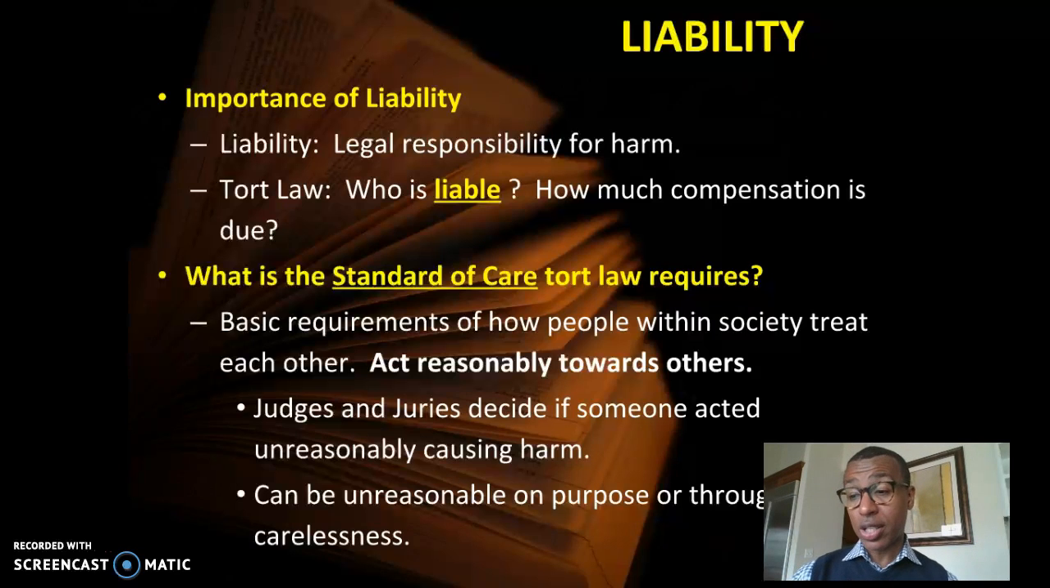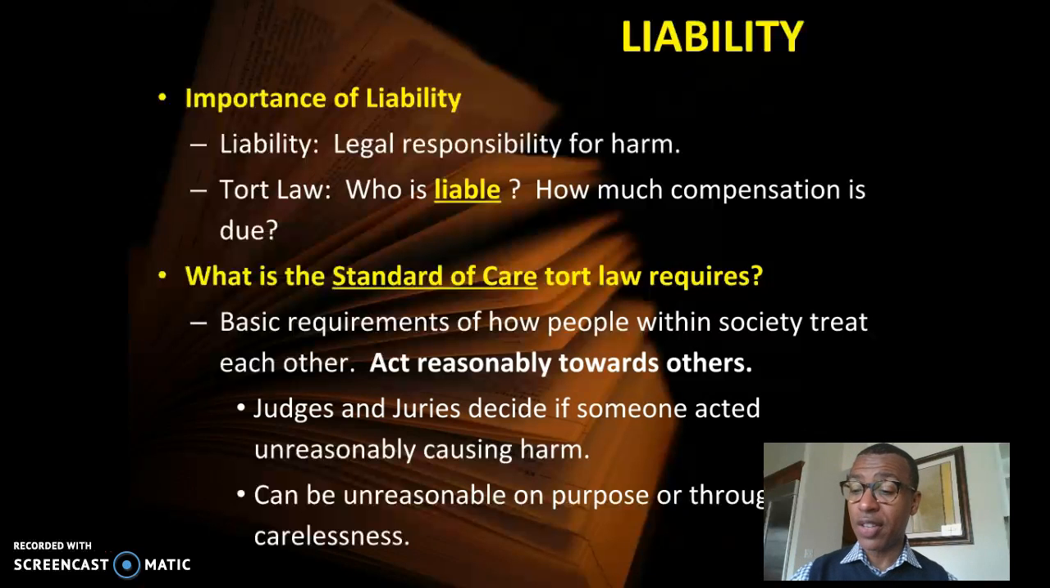And the second question is, how much should be paid in damages, or what should the remedy be? We also must talk about what is known as the standard of care. And I'm going to ask you to please make sure you know this definition for your quiz. So the law also establishes what is known as the standard of care. And the standard of care simply means it requires us to act with reasonable care towards people and their property.